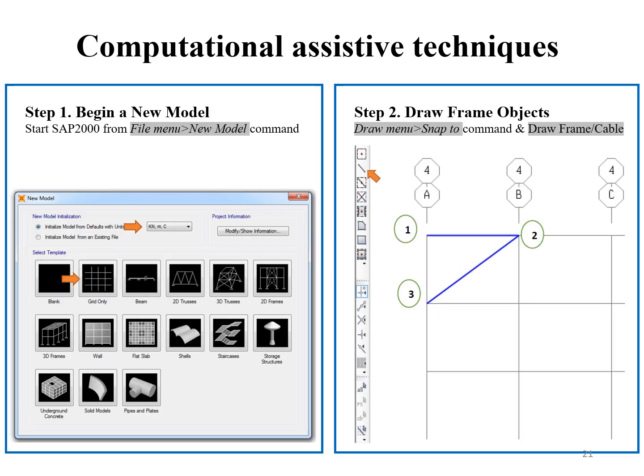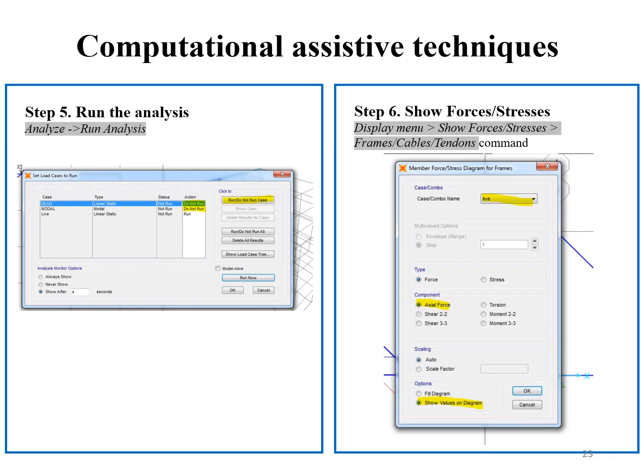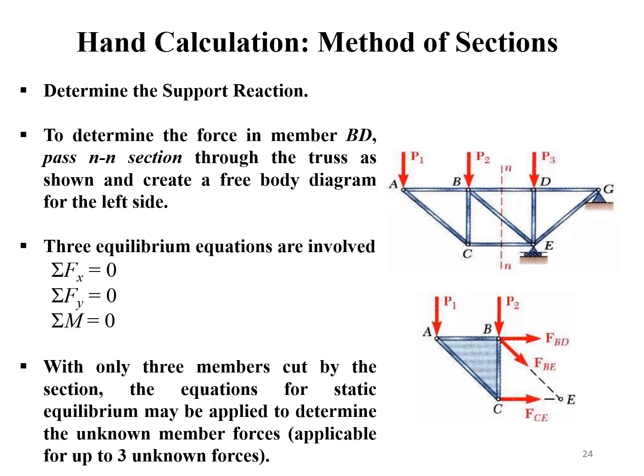So here's a detailed simple example for a tutorial. The first step is to build a new model in SAP2000 and then draw the frame object, and then assign joint constraints and loads. Finally, we run the analysis to get the forces and stresses results.